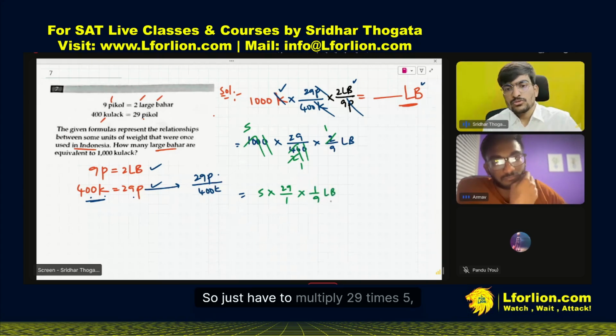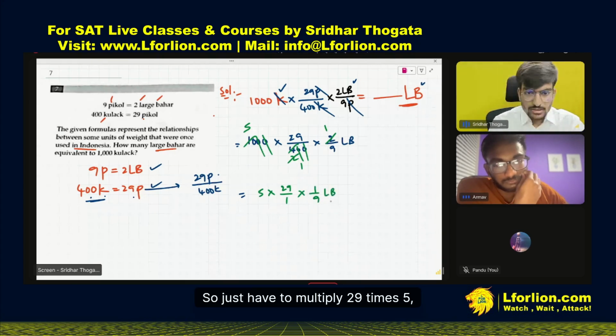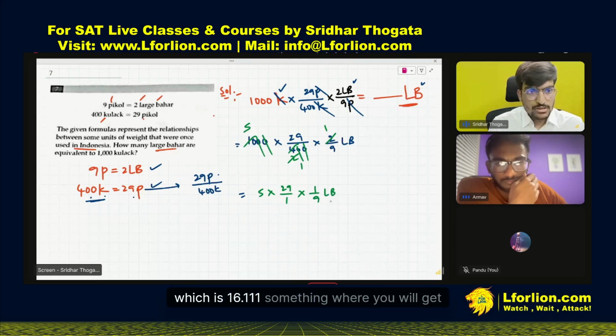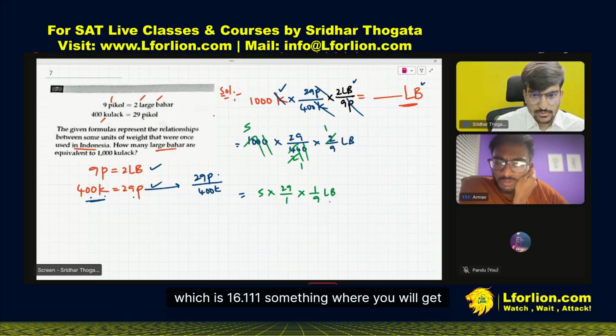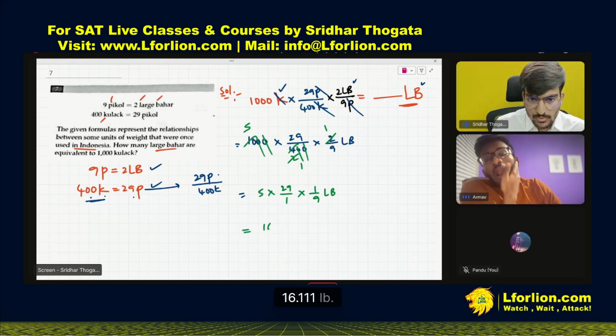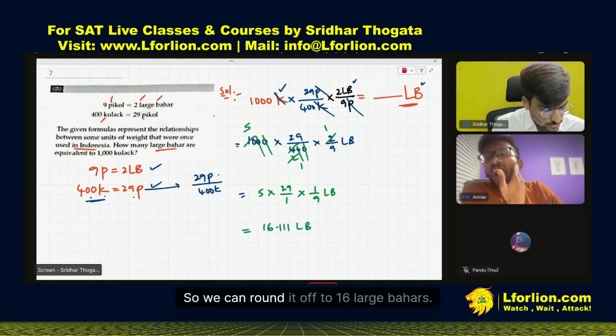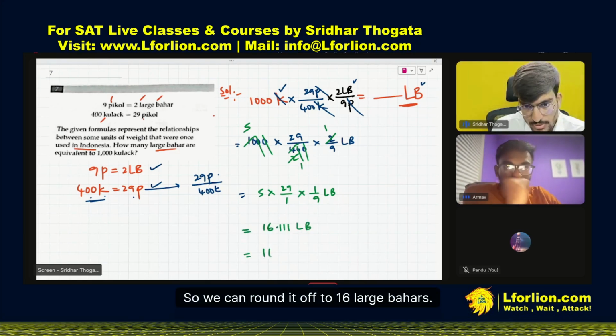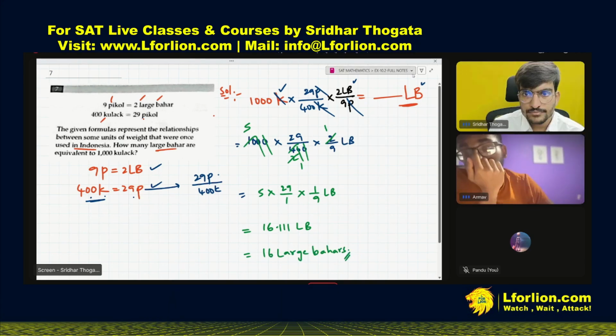So we just have to multiply 29 times 5, which is 145, divided by 9, which is 16.111 something, where you will get 16.111 LB. So we can round it off to 16 large bahars. Clear? Clear. Just a second.